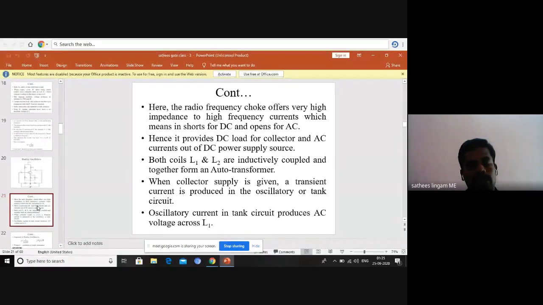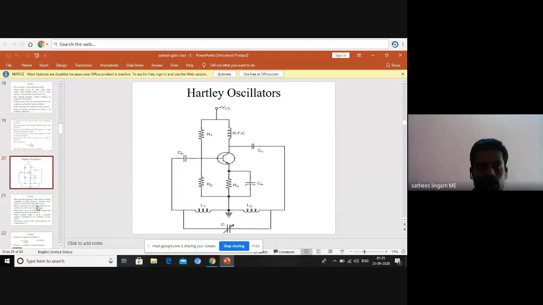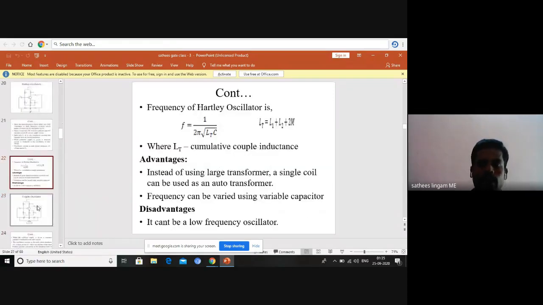So when the collector supply is given, a transient current is produced in our oscillator tank circuitry. The oscillator current in the tank circuit produces AC voltages across L1. So at last, only the structure is changing.